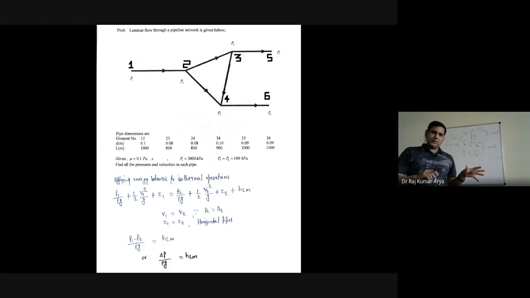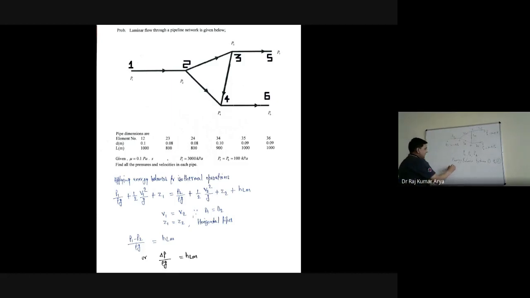again your concept is the same. You will apply your energy balances first. Let's start from point one and point two. First, the energy balance you want to apply is between point one and point two. This is point one and point two. You can write for that.